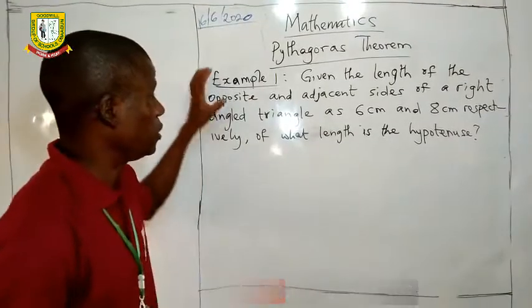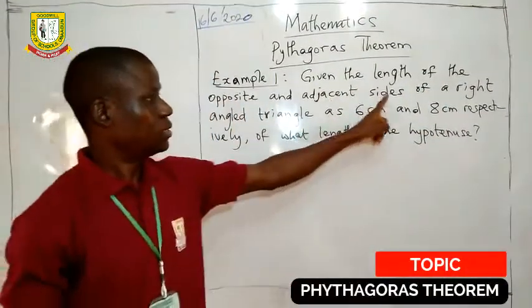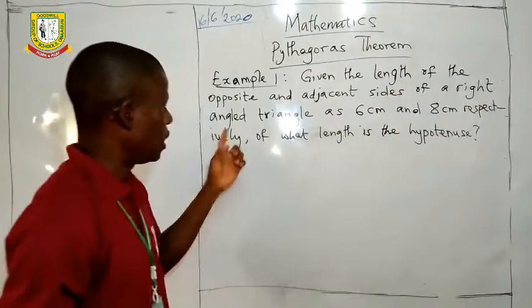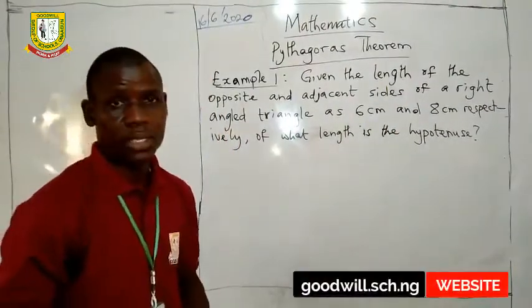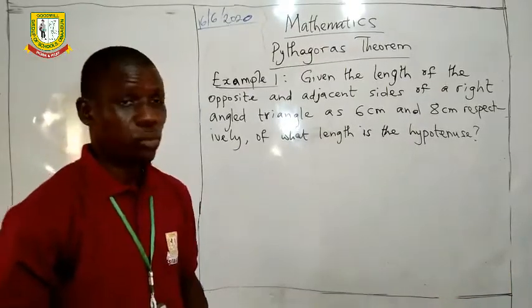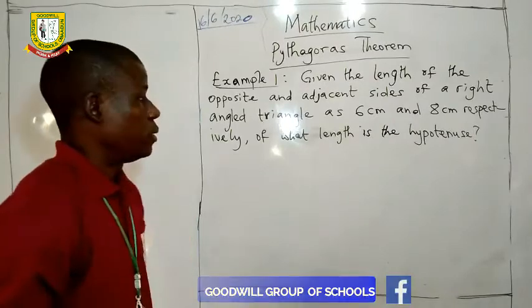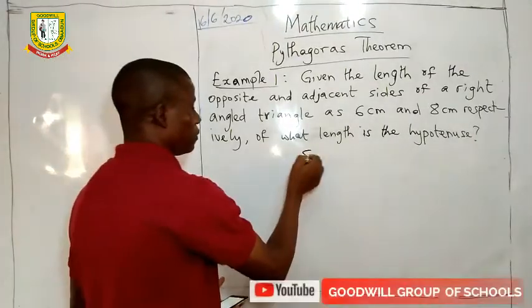So this is the question. Given the length of the opposite and adjacent sides of a right angled triangle as 6 cm and 8 cm respectively, of what length is the hypotenuse? Now the solution.